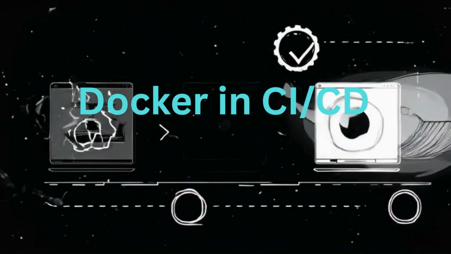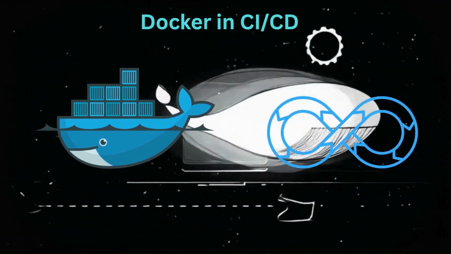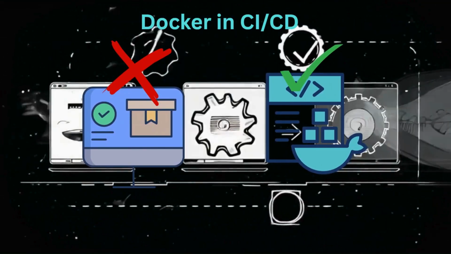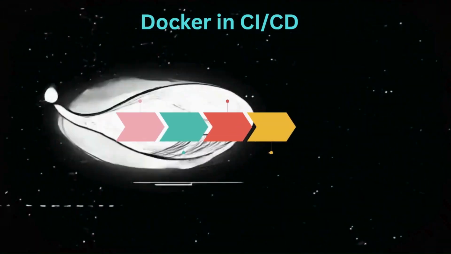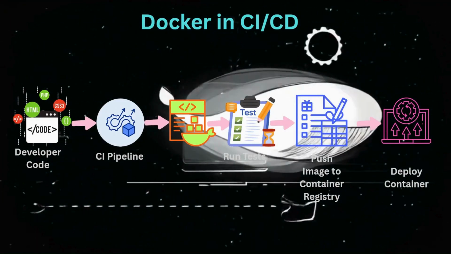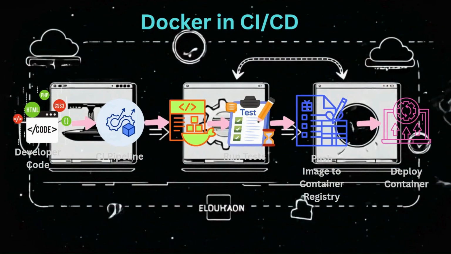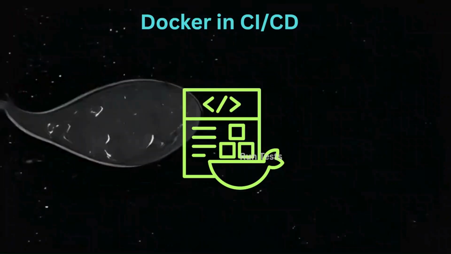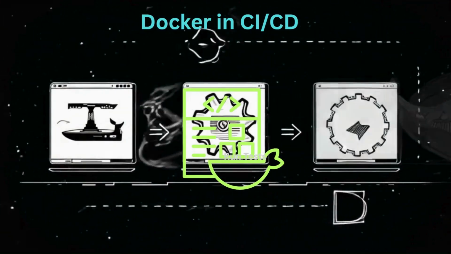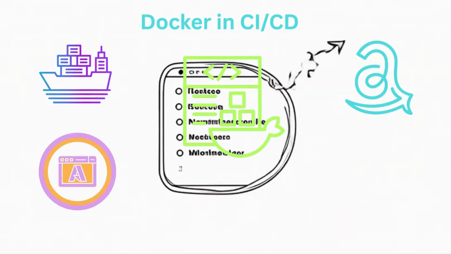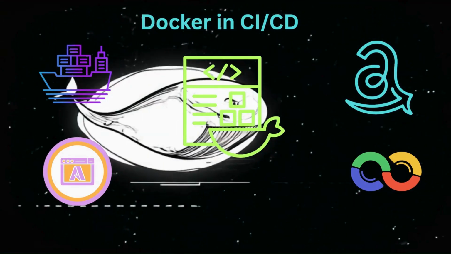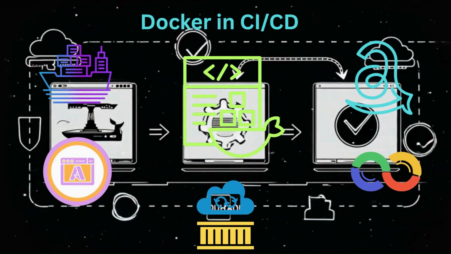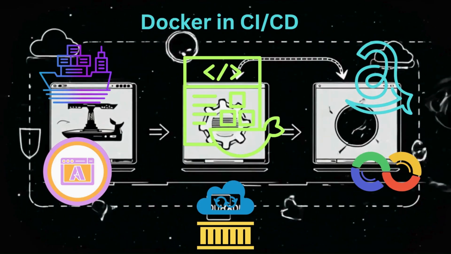Docker in CI/CD. This is where Docker connects beautifully with CI/CD. Instead of creating a traditional application package, the pipeline can build a Docker image. The workflow becomes developer code, CI pipeline, build Docker image, run tests, push image to container registry, deploy container. For example, the Docker image could be stored in Docker Hub, Amazon ECR, Azure Container Registry, Google Artifact Registry, or another container registry. This is one reason Docker and CI/CD are so commonly used together.